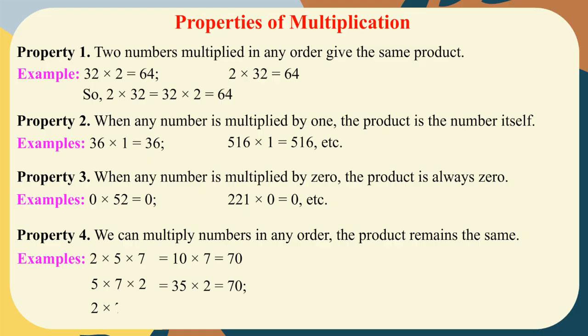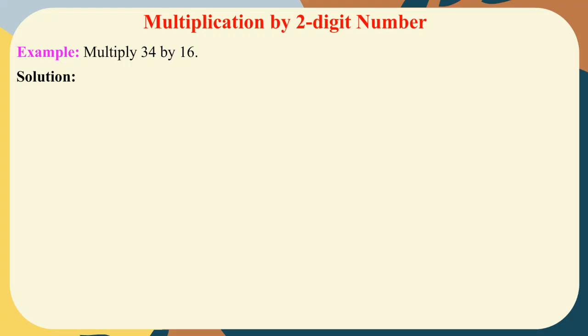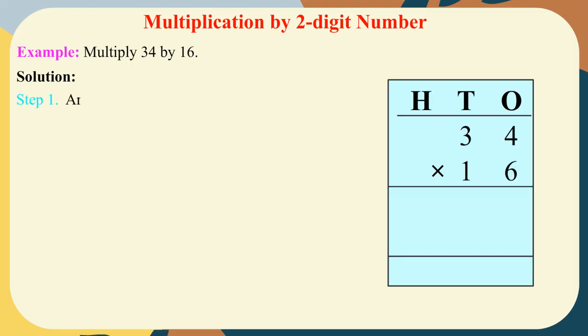2 multiplied by 7 multiplied by 5 is equal to 14 multiplied by 5, which is equal to 70. So, 2 multiplied by 5 multiplied by 7 is equal to 5 multiplied by 7 multiplied by 2, which is also equal to 2 multiplied by 7 multiplied by 5. Multiplication by two-digit numbers. Example, multiply 34 by 16. Solution. Step 1. Arrange the numbers in respective columns.